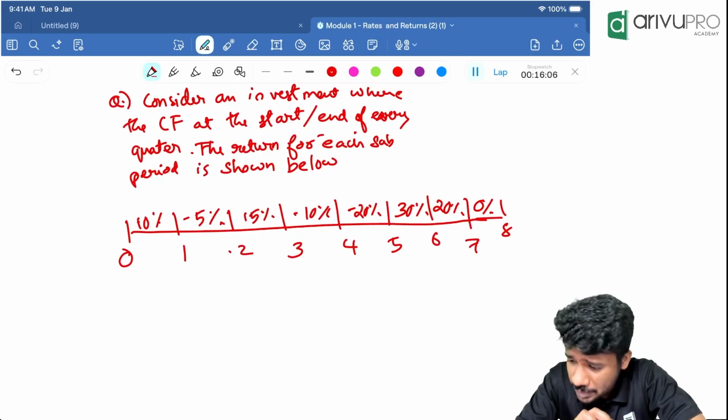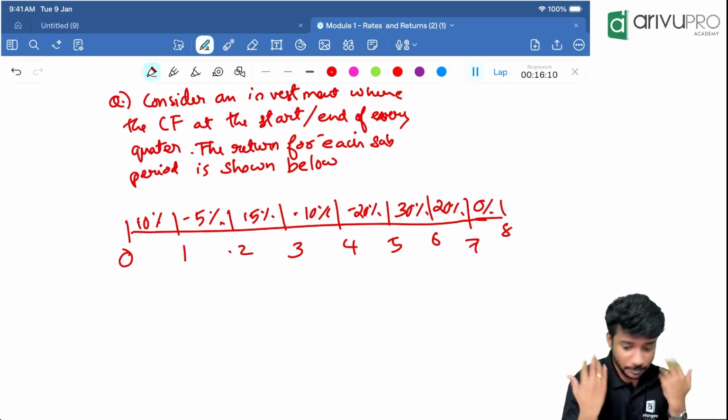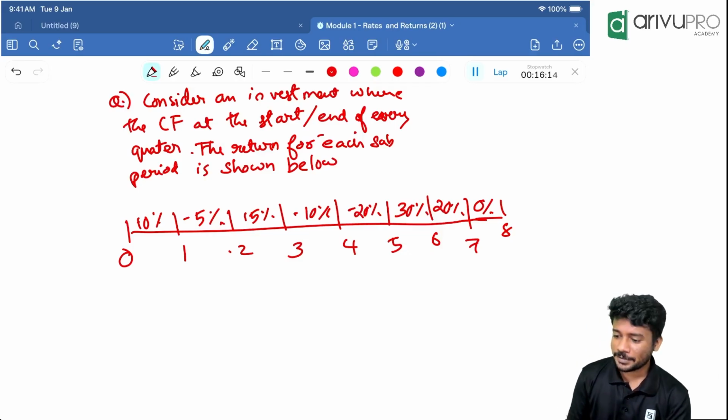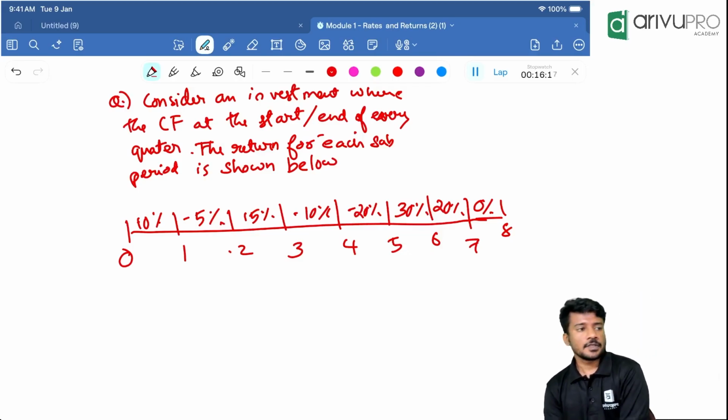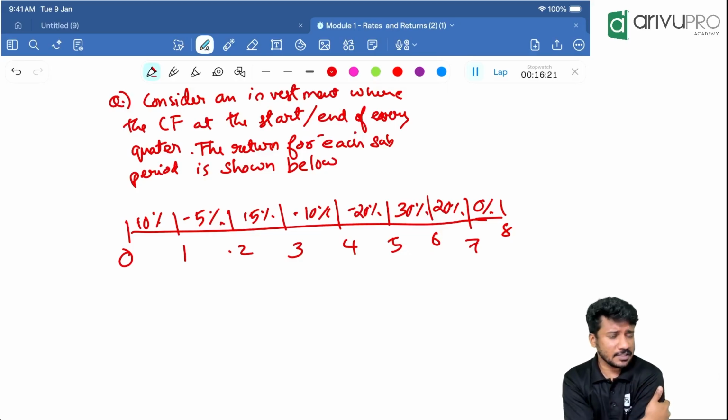Now we need to get the answer for what we are finally finding: the time weighted return. Okay, so everything is given. Try to get me your answer, then I'll write for you. Okay, everyone try, so we can split and get the answer much faster.